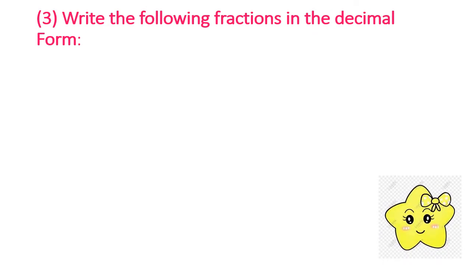Number 3. Write the following fractions in the decimal form, or convert a fraction to the decimal form. To convert a fraction to the decimal form, the denominator must be 10, 100, 1000, 10,000. Okay, must be 10 to convert to decimal. A. 6 and 5 over 10. Put 6 in the whole number and put 5 in tenths, after one decimal place.